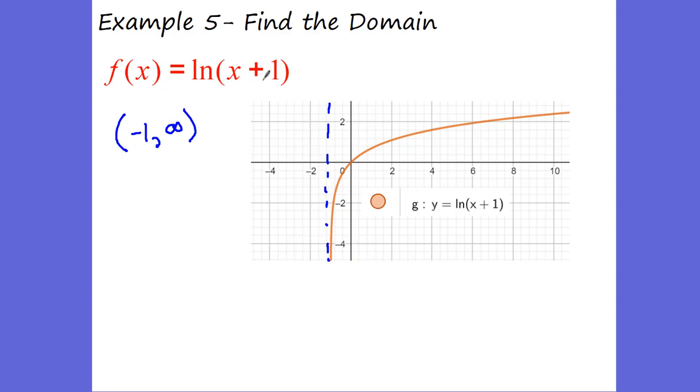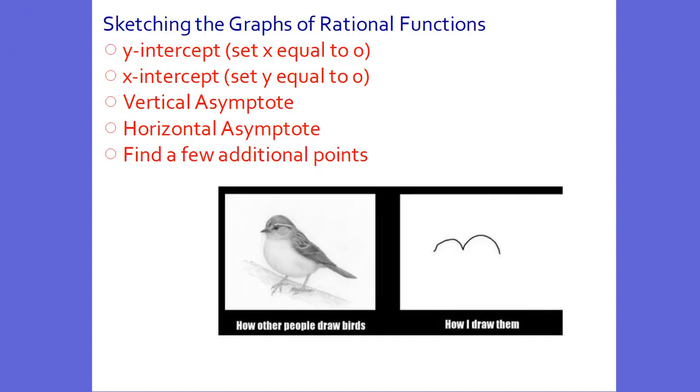If you do this in your calculator and you put natural log of -1 plus 1, you're going to get undefined on your calculator. But we can go from -1 all the way to infinity, not including -1. Okay, and that is how to find the domains.